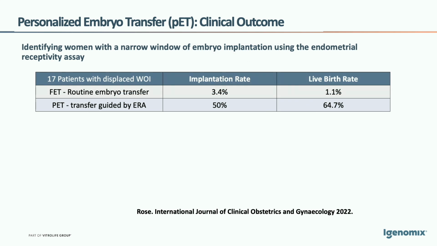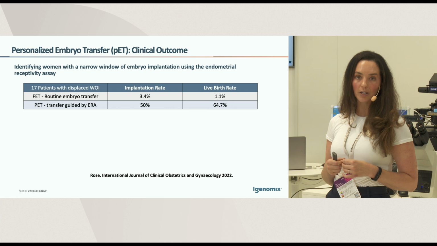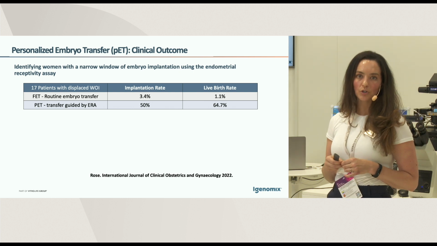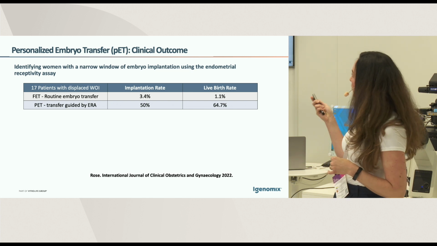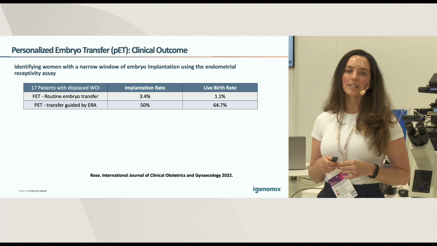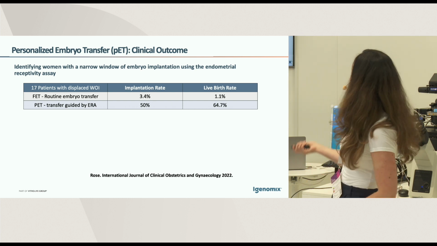So just taking a quick look at implantation and live birth rates in this group of patients. In their previous FET at the standard time of transfer, implantation rate and pregnancy rate were 3.4% and 1.1% respectively. And we see a significant increase when applying the personalized embryo transfer guided by ERA, with an implantation rate of 50% and a live birth rate of 64.7%.